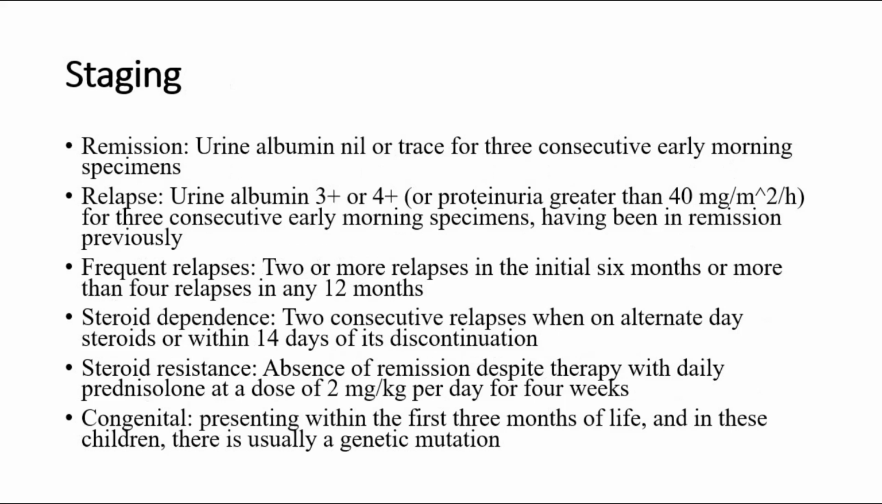There are a few terms for staging of nephrotic syndrome. Remission. Urine albumin nil or trace for 3 consecutive early morning specimens. Relapse. Urine albumin 3+ or 4+ for 3 consecutive early morning specimens, having been in remission previously. Frequent relapses. 2 or more relapses in the initial 6 months, or more than 4 relapses in any 12 months. Steroid dependence. 2 consecutive relapses when on alternate day steroids, or within 14 days of its discontinuation.